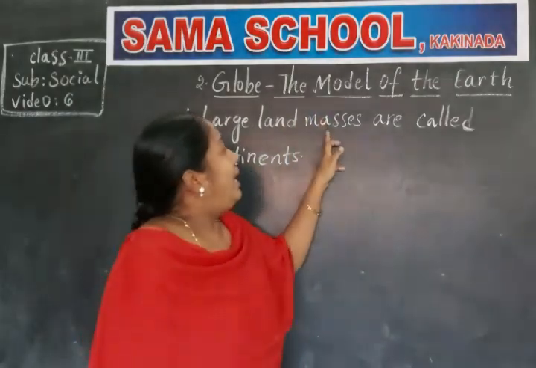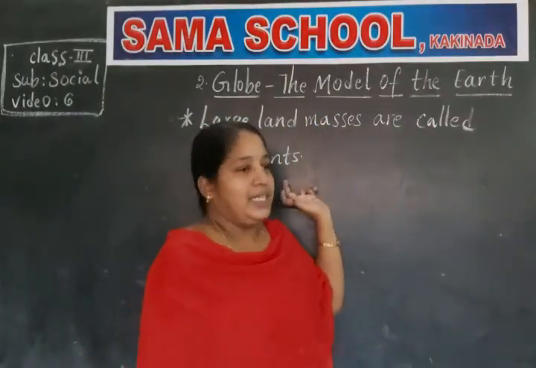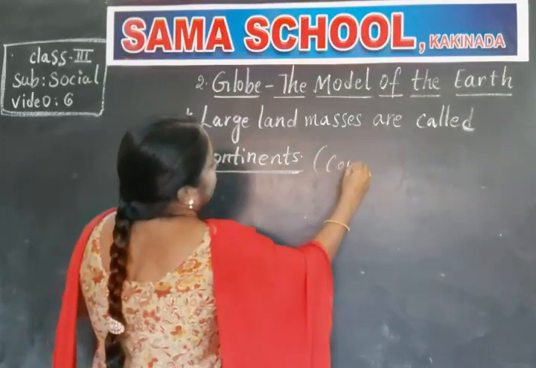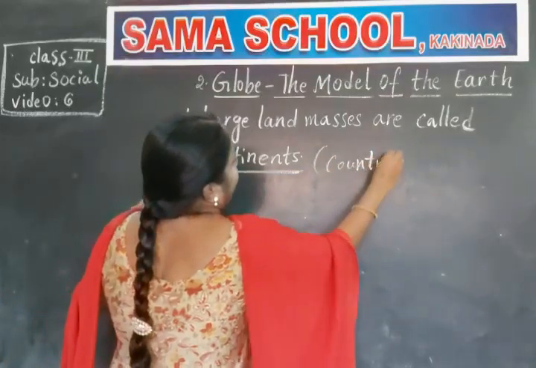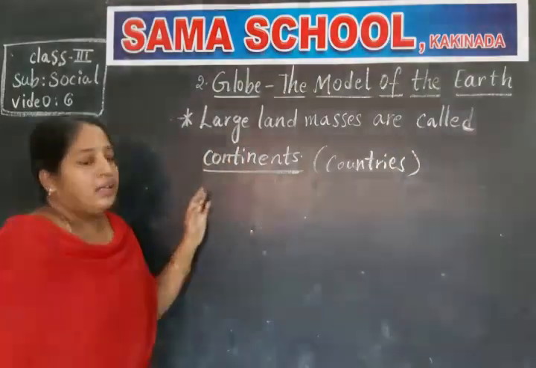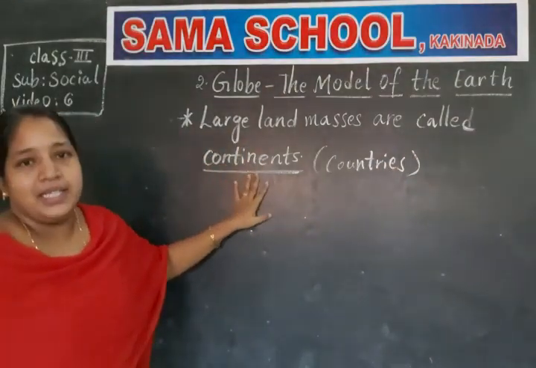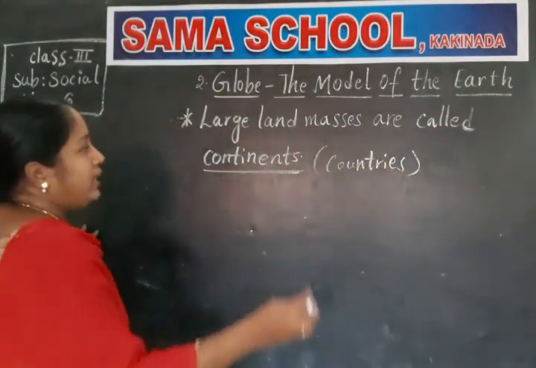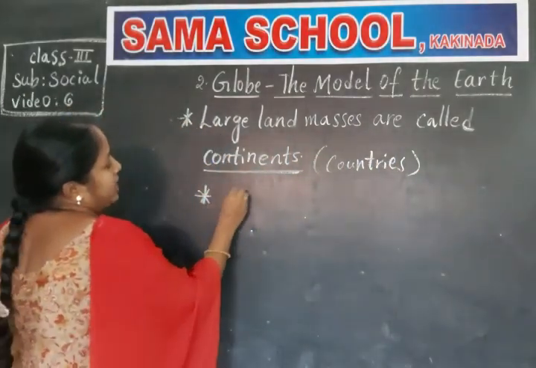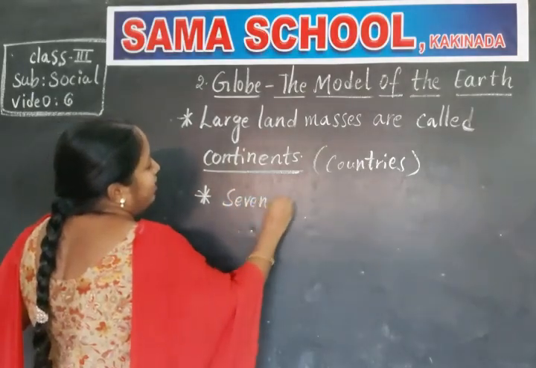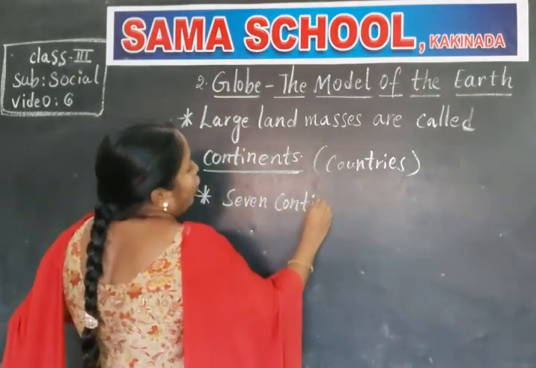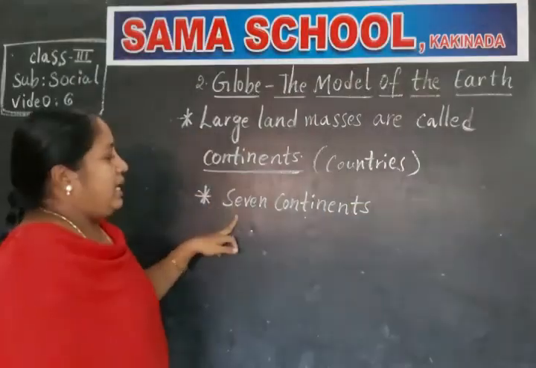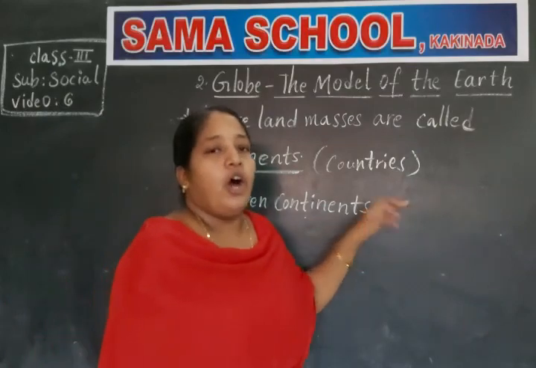Large land masses are called continents, and these continents contain countries. These continents are the large land masses, and these continents contain the countries. And on the earth there are 7 main continents. How many continents are there on the earth, children? There are 7 continents on the earth.